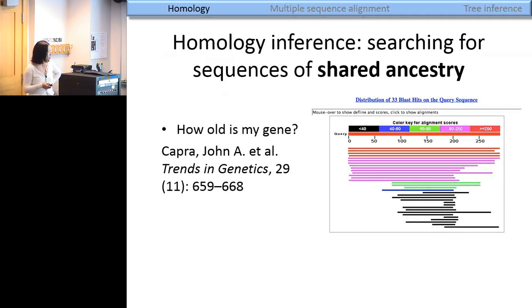Another question is, when we're doing homology search, the first thing I want to stress is that homology is basically common ancestry. So it's a Boolean. Either those two genes are homologous or not. Two genes can be 90% similar, but not 90% homologous. There's a lot of literature that talks about the age of the gene. How old is my gene, and how deep should I go in homology search?